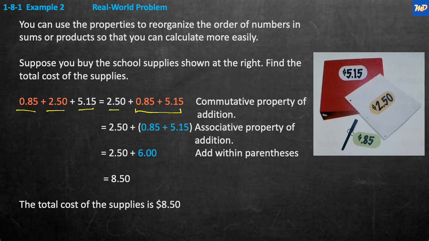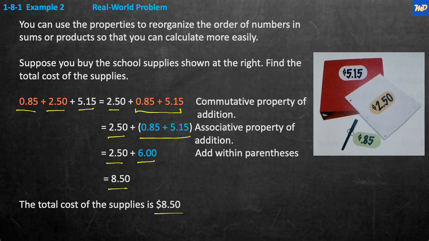Then we're going to group them through the associative property of addition. Right here, we're grouping the 85 and the 515, and then we have the 250 on the outside waiting to be added after they're added here. And then what do we get? 85 cents plus 515 is $6. All of a sudden, $6 plus 250 is 850. So we added first within the parentheses, and then the other number falls in. There it is. The total cost of the supplies was $8.50.